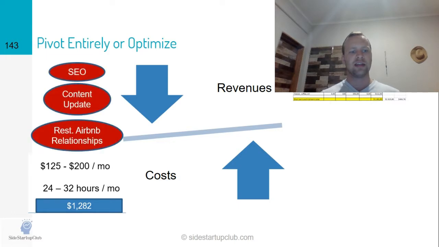On the cost side of things, we know that the monetary input of $125 to $200 is being driven by SEO work, because we're going to hire that out to someone in the East. And we know that the majority of the cost comes from these 24 to 32 hours I have to put into it, and that's basically content updating and maintaining affiliate relationships like Airbnbs and restaurants.